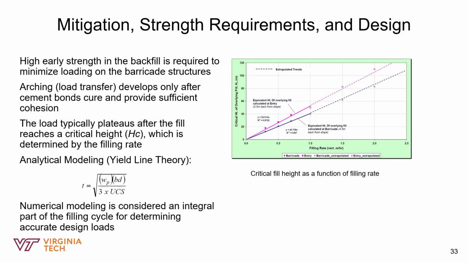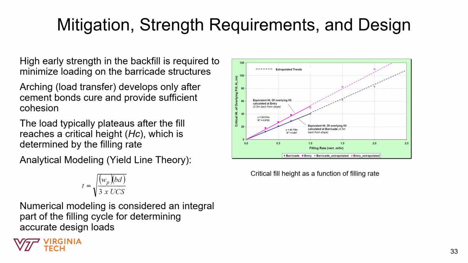The key strategy for mitigation involves ensuring that the backfill develops high early strength. And so this gain in strength at the early stage minimizes the total time the barricade must contain the hydraulic load, and that will reduce the chance of failure.